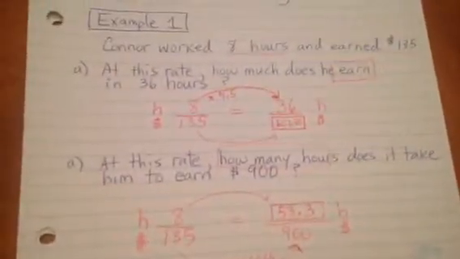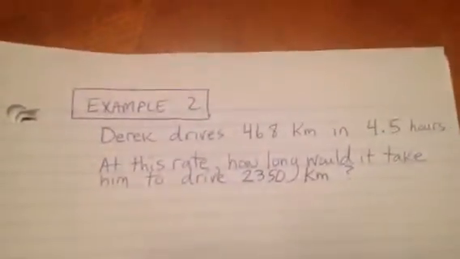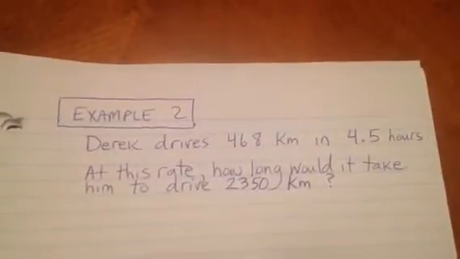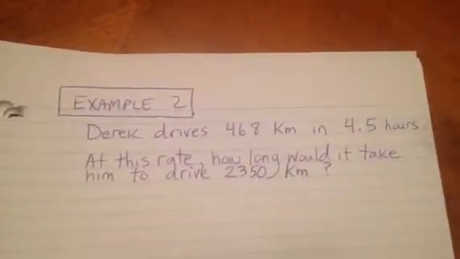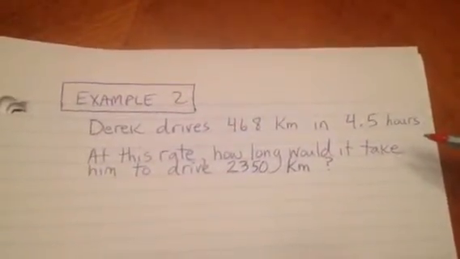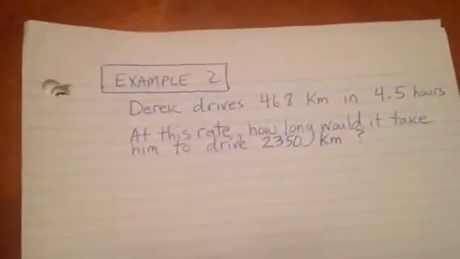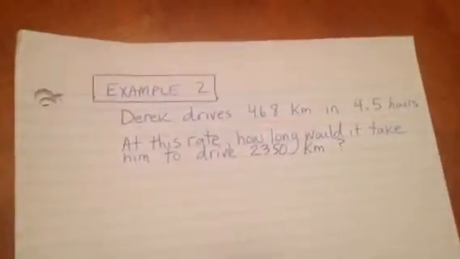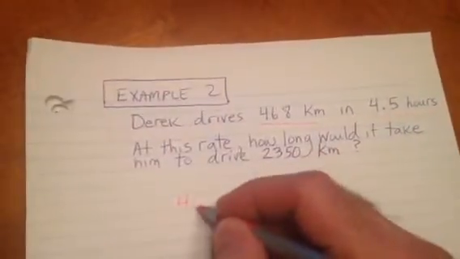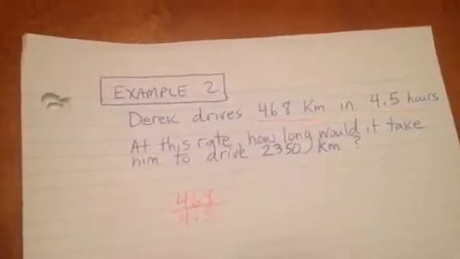This is example 1. We're going to do one more example just to make sure you've got it. So let's take a look at that. So here it is. Example 2. Derek drives 468 kilometers in 4.5 hours. At this rate, how long would it take him to drive 2,350 kilometers? So we set up a proportion that is two equal fractions. So here's the two numbers I'm going to use. Doesn't matter which one goes on top, so I'll just put the 468 on top and the 4.5 on the bottom. Write it as a fraction.